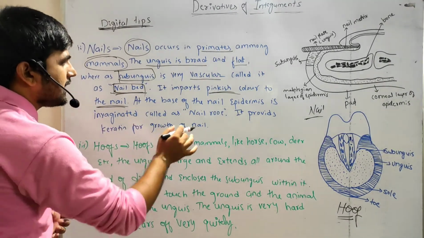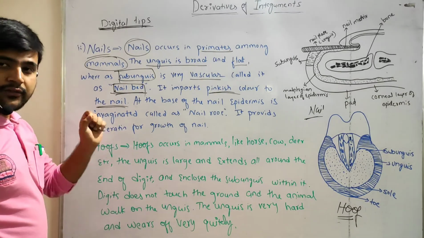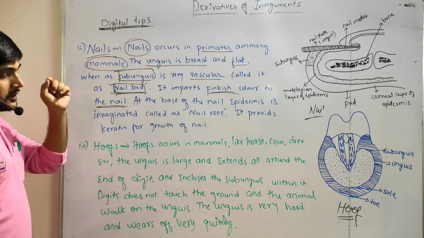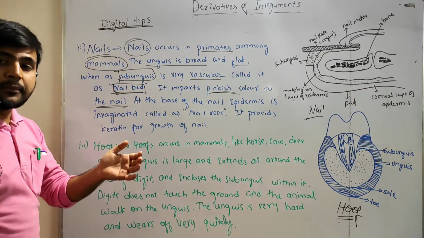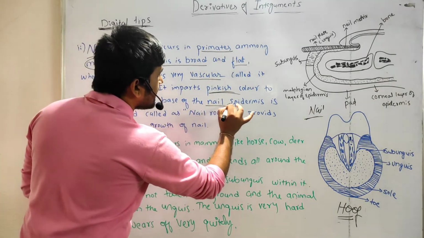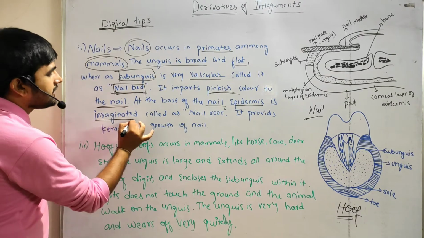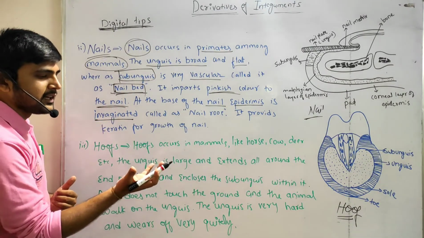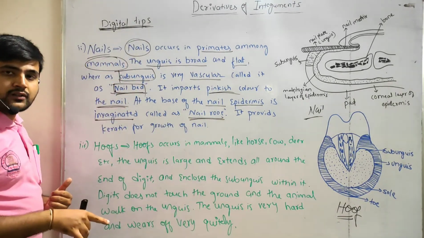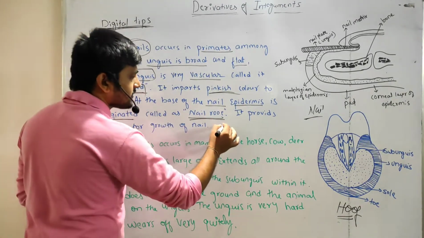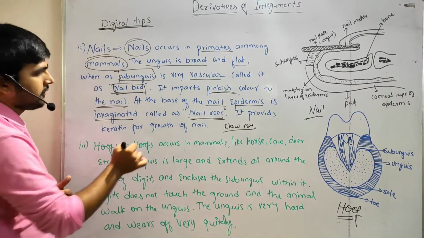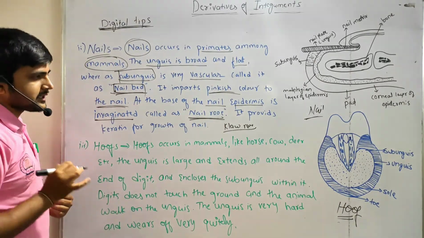At the base of the nail, the epidermis is invaginated. We also studied this in the case of claws, right? In claws also, the epidermis gets invaginated. The same happens here: the epidermis of the nail is invaginated and turns inside, called the nail root. In claws we have a claw root, but in the nail we have a nail root. The scenario is the same, right?